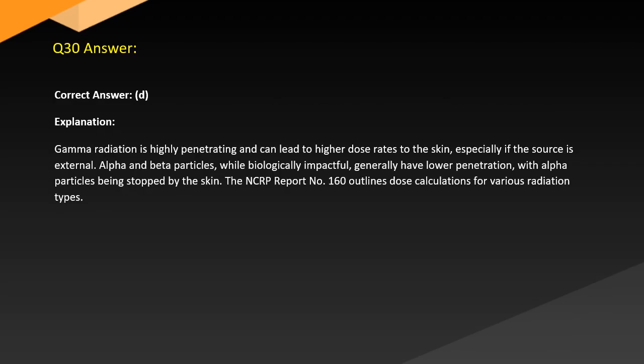Answer. Correct answer, D. Explanation. Gamma radiation is highly penetrating and can lead to higher dose rates to the skin, especially if the source is external. Alpha and beta particles, while biologically impactful, generally have lower penetration, with alpha particles being stopped by the skin. The SRP Report No. 160 outlines dose calculations for various radiation types.